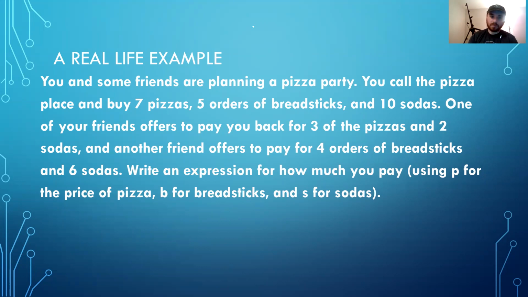So initially, as a group, we're buying 7 pizzas plus 5 breadsticks, which cost B, plus 10 sodas, which cost S. Your first friend offers to pay back 3 pizzas, so you can subtract 3 pizzas, or the cost of 3 pizzas, and 2 sodas. So this will leave us, we can combine these. I'm writing them under them very specifically. So we can write this as 4P plus 5B plus 8S.